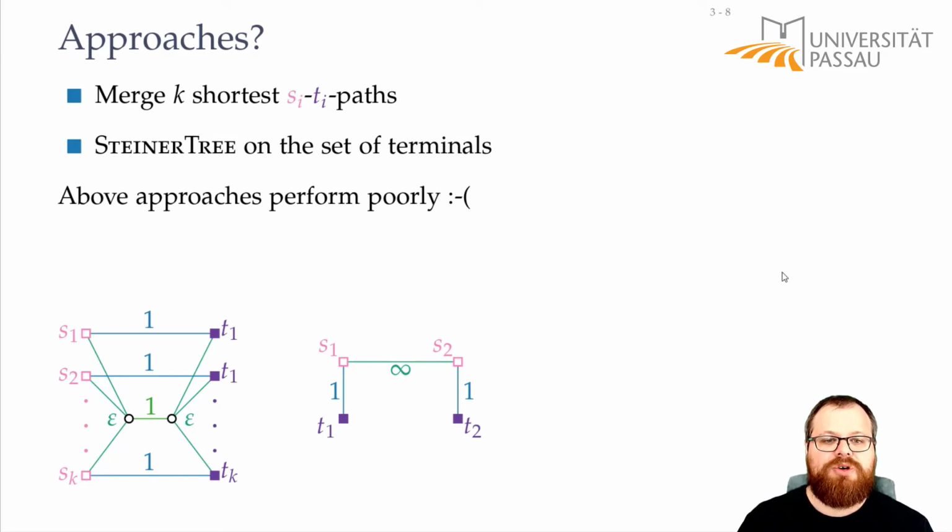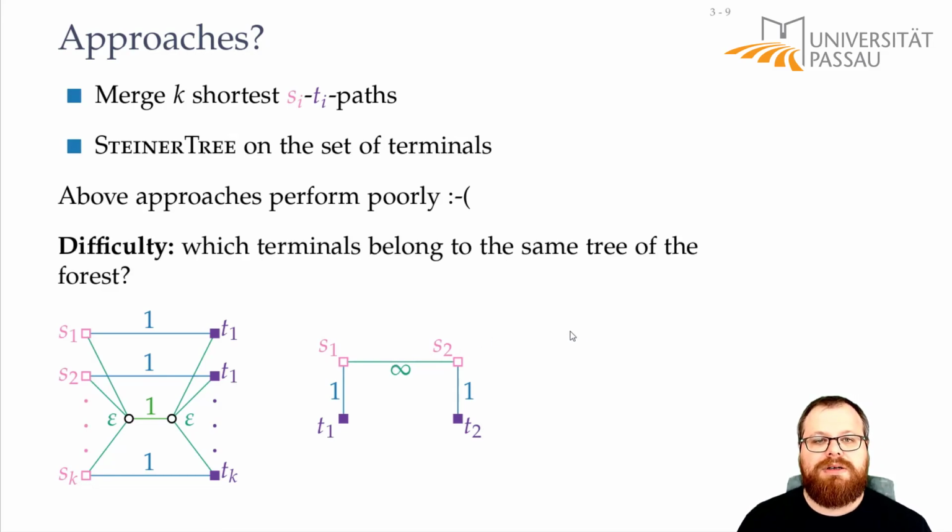Now these two approaches, they are not very good. But if we look at this here, I mean, there's no reason why we should have this edge. So why do we put it in the solution? We could take the solution of the Steiner tree and just throw it out because we don't need it. So the difficulty for us is we have to find out which of the terminals belong to the same tree of the forest that we want to obtain.